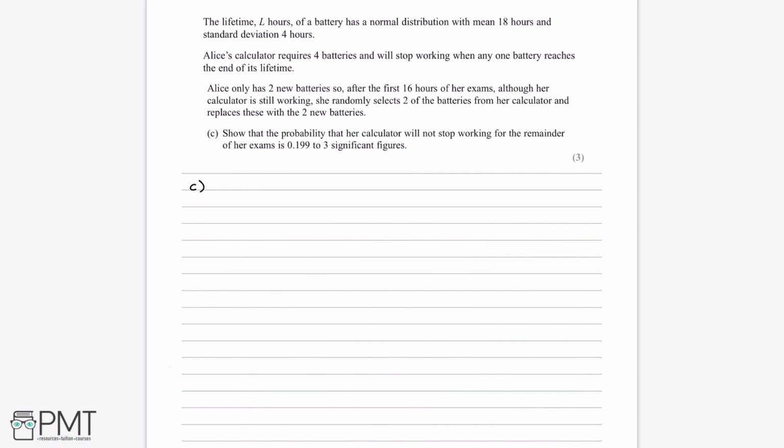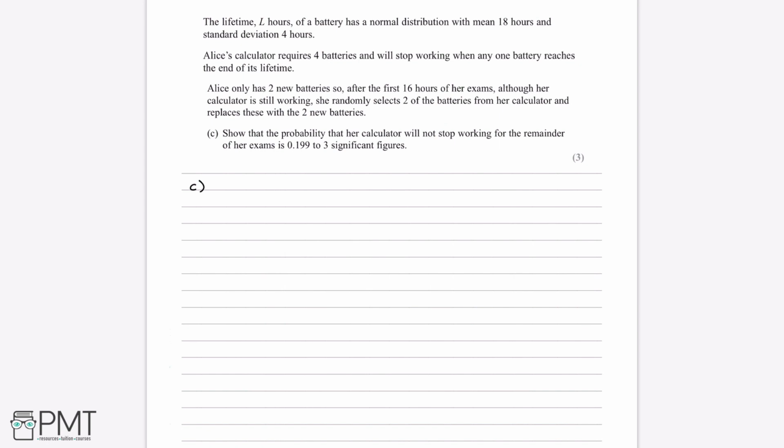Alice only has 2 new batteries, so after the first 16 hours of her exams, although her calculator is still working, she randomly selects 2 of the batteries from her calculator and replaces these with the 2 new batteries. Part C wants us to show that the probability that her calculator will not stop working for the remainder of her exams is 0.199 to 3 significant figures.